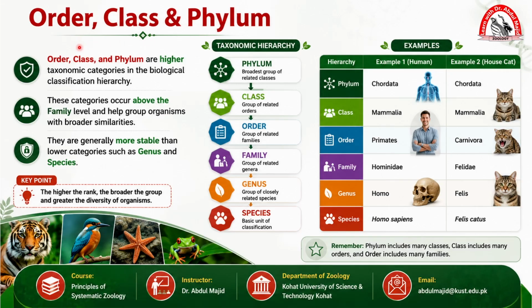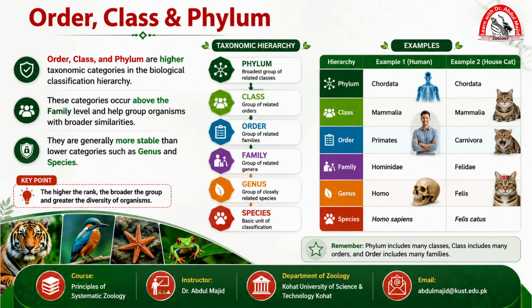In biological classification, order, class, and phylum are known as higher taxonomic categories because they come above family level. As we move upward in hierarchy, the group becomes broader and include more organisms with general similarities. The hierarchy shown here is phylum, class, order, family, genus, species. Now let's understand them one by one.